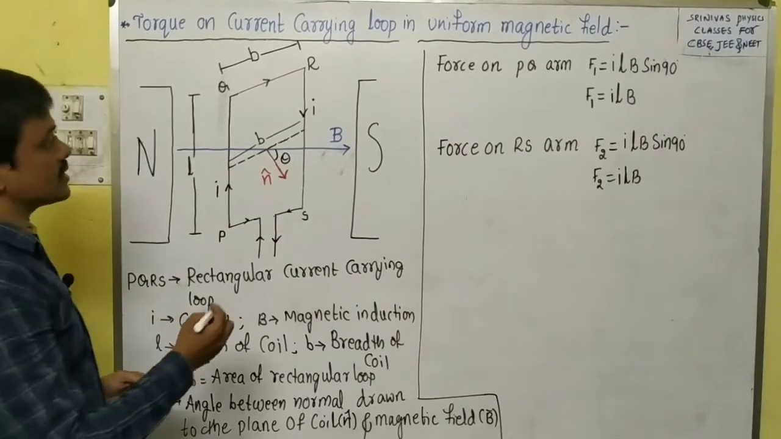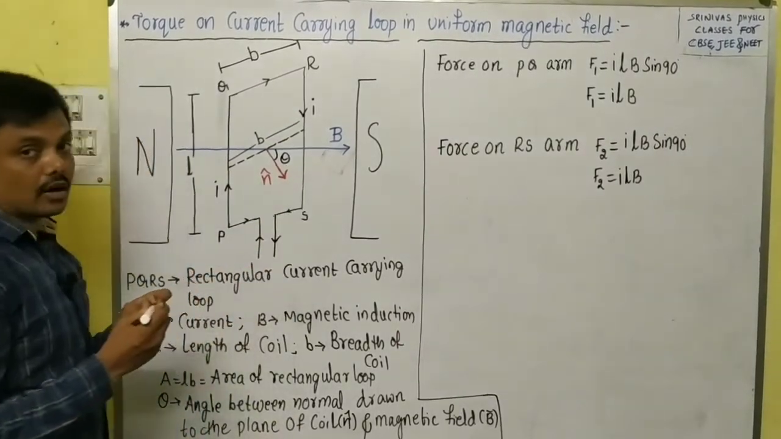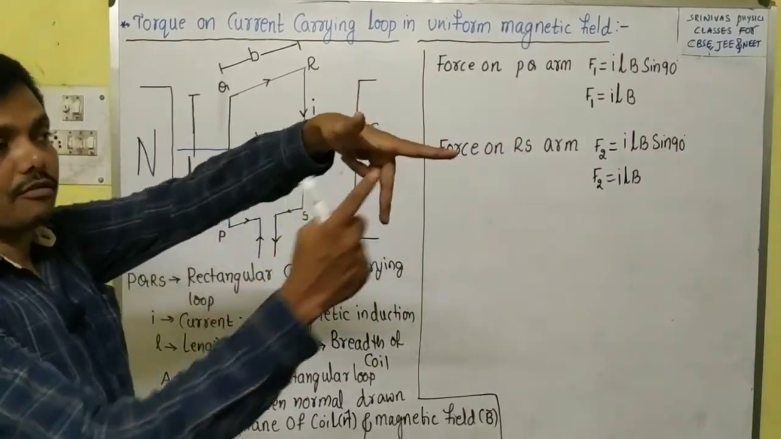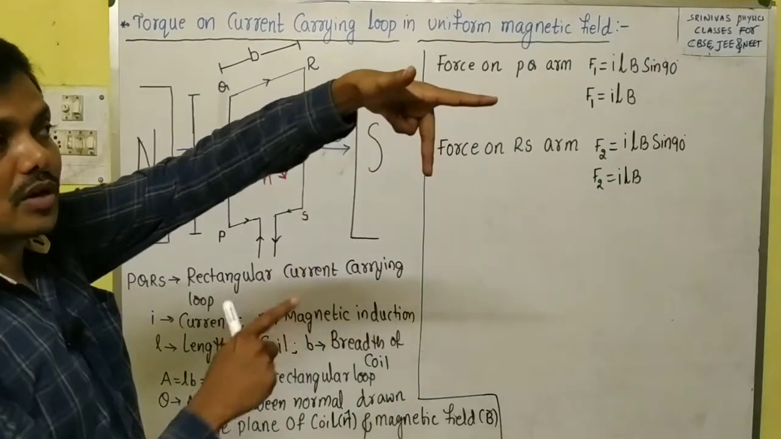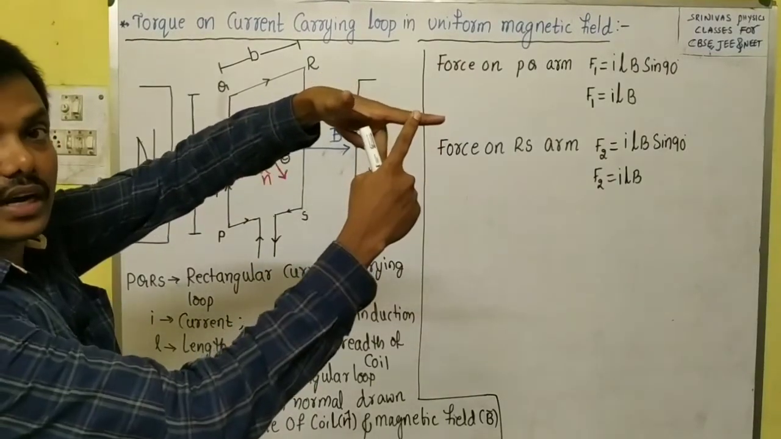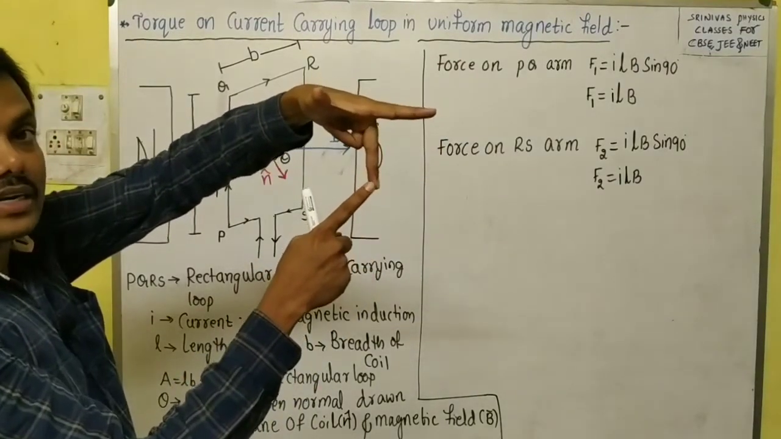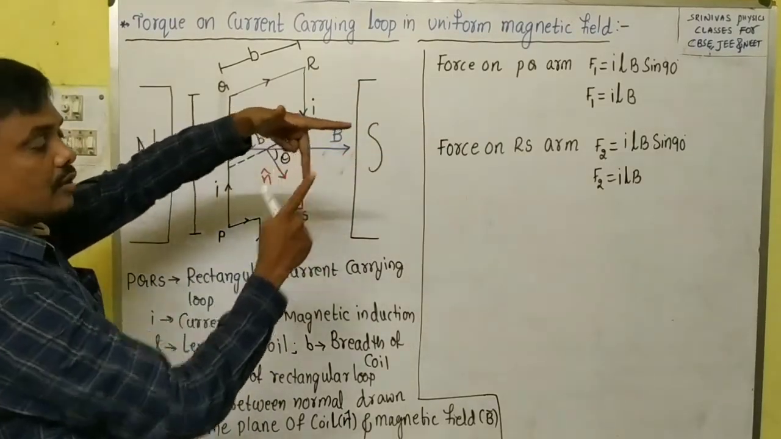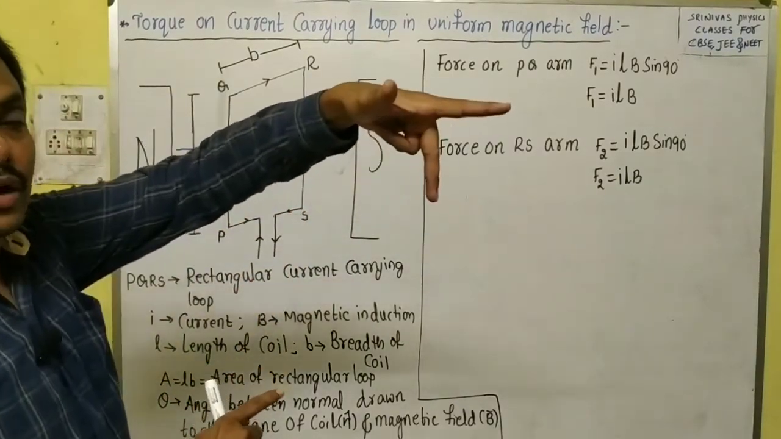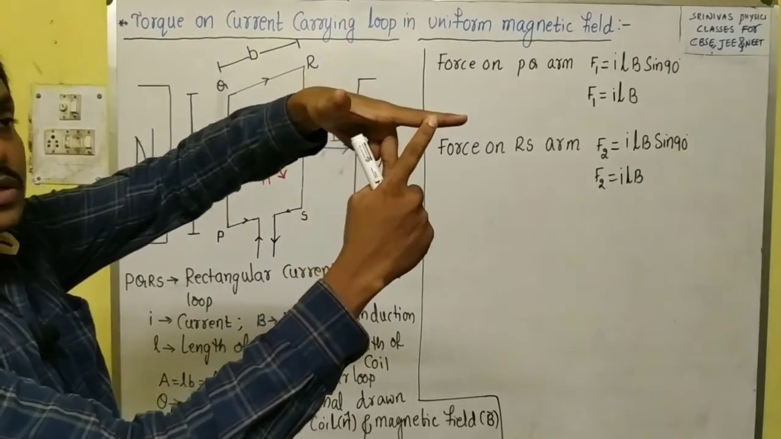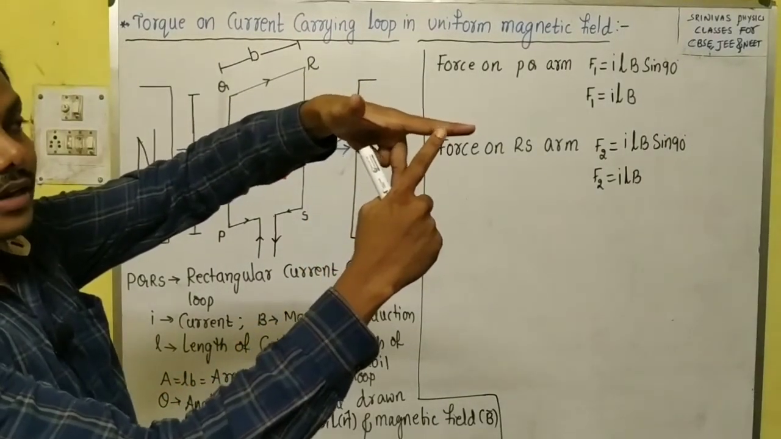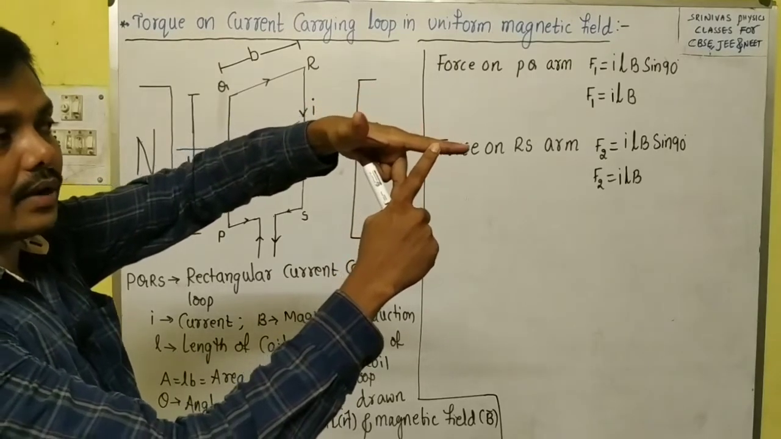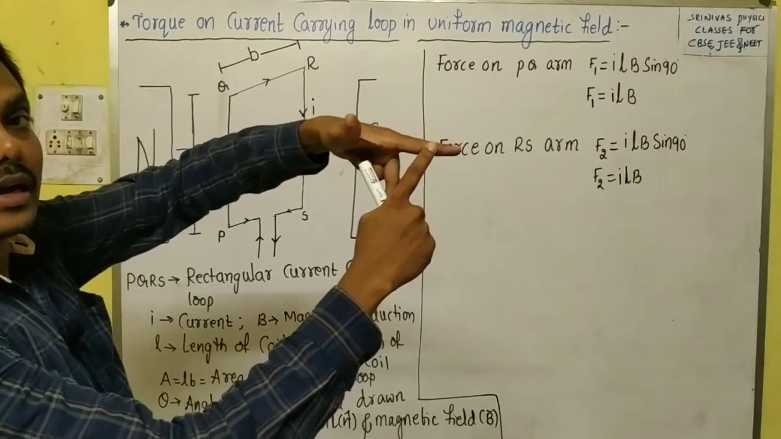Force on RS side, we have to use the Fleming left hand rule. For that, you have to stretch the forefinger, central finger, thumb mutually perpendicular to each other. Forefinger indicates the magnetic field, central finger indicates the current, thumb indicates the magnetic force. This is the left hand rule we have to use to know the direction of the force on the loop, on the wire. To know the direction of the force on a current carrying wire, we have to use the Fleming left hand rule.